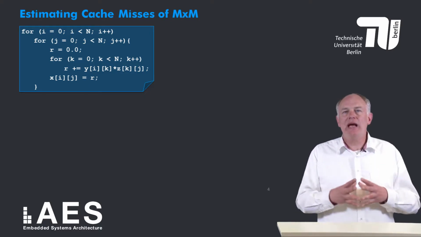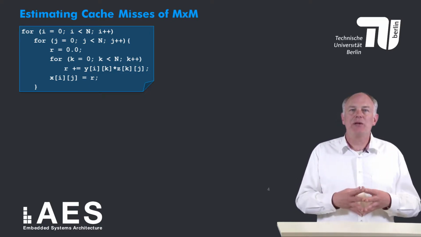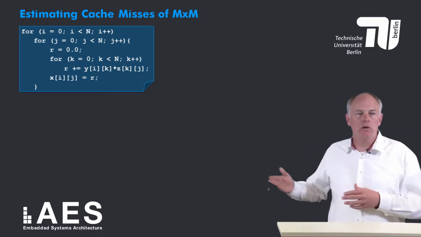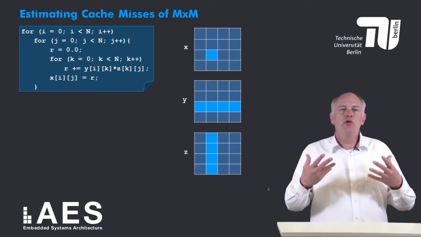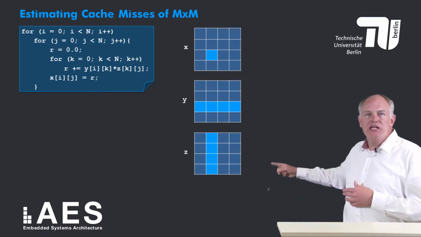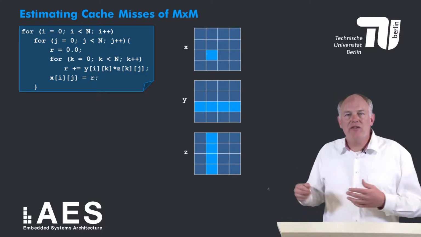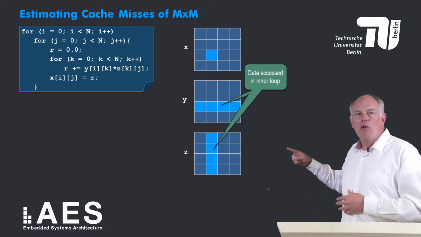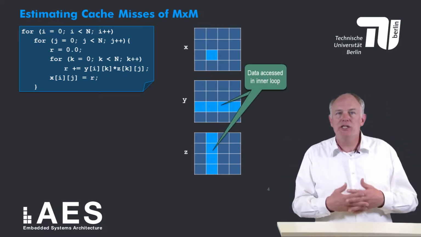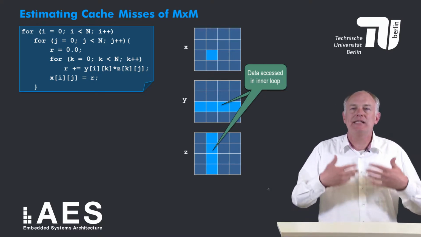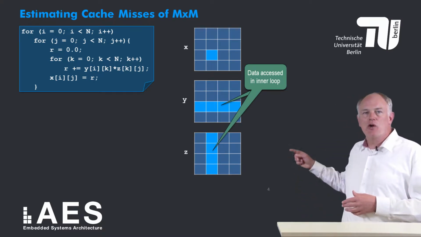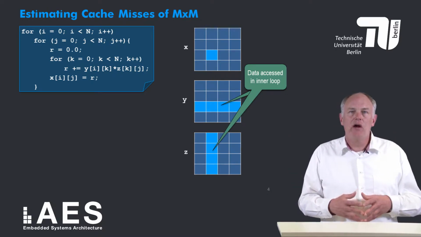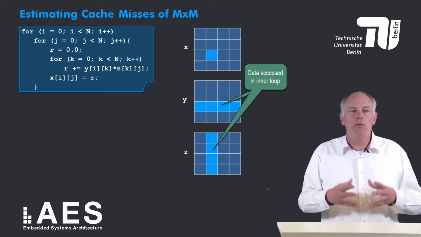Now I want to estimate the number of cache misses of matrix multiplication m times m, starting with the original unblocked code shown here. To do so, I will make use of figures such as these ones. In these figures, every square or box corresponds to a matrix element. Furthermore, the colors of the boxes indicate which elements are accessed in a loop. In these examples, the colors indicate that in the inner loop one element of X is accessed, a row of Y is accessed, and a column of Z is accessed.